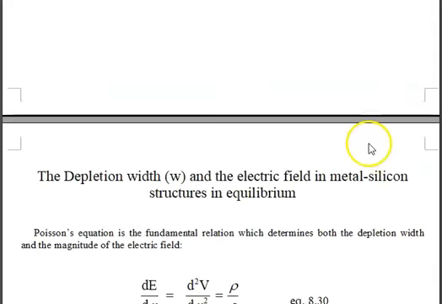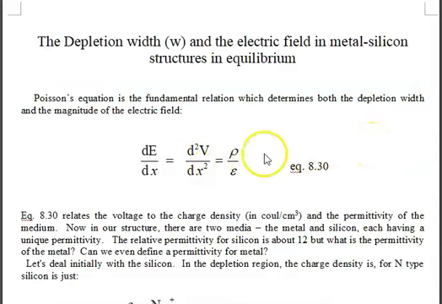Okay, so our basic equation is Poisson's equation, and a couple of things just to remind ourselves. Rho is the fixed charge density. In donor type, N-type silicon, it will be positive. It's measured in coulombs per cubic centimeter. Epsilon is the permittivity. V is the voltage, and that's the voltage that we measure with a voltmeter. And E is the electric field.